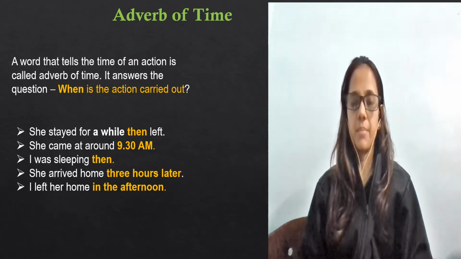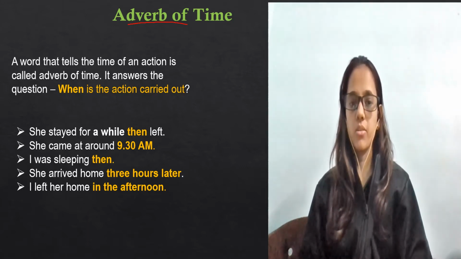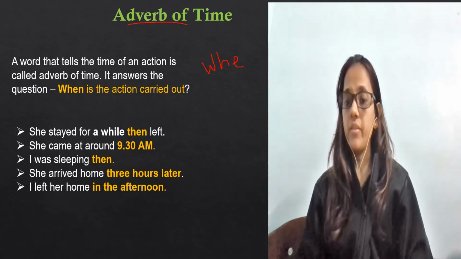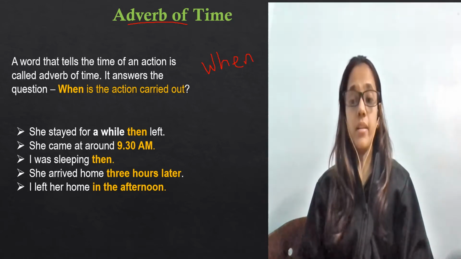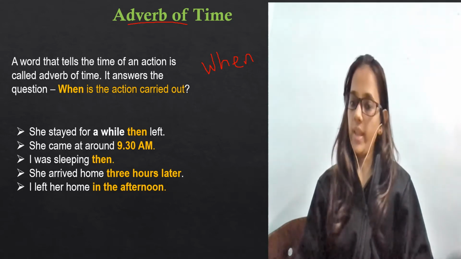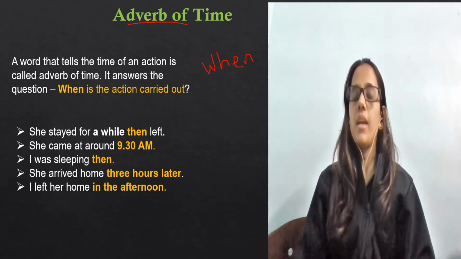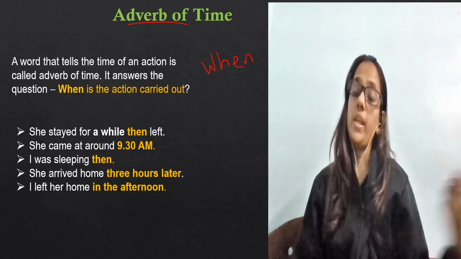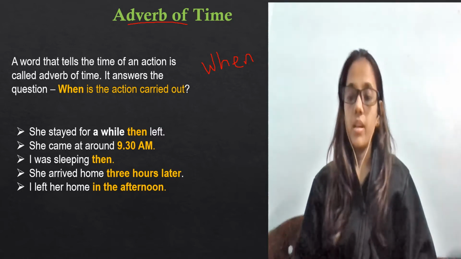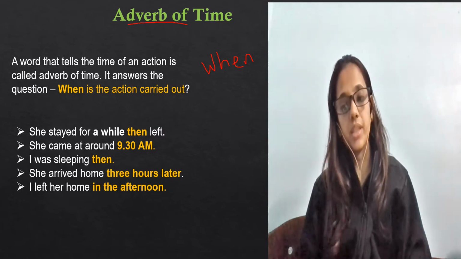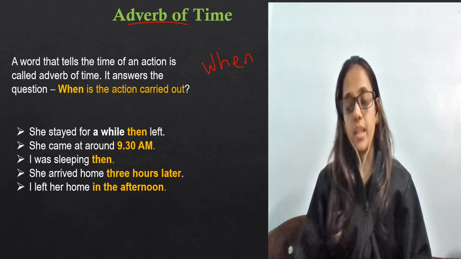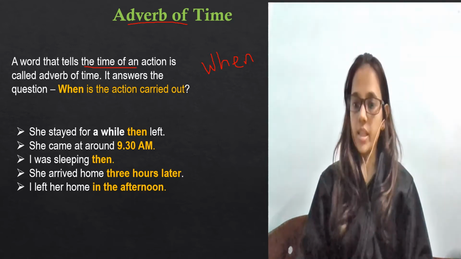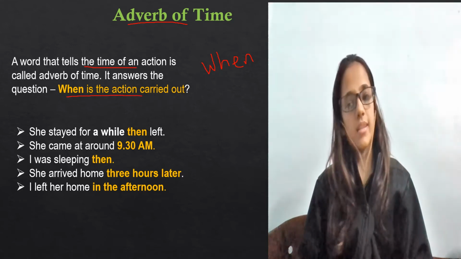So it's adverb of time. अब adverb of time answer क्या देता है? Answer to the question when. For example, I went to the market yesterday. So when did I go? Yesterday. Okay. I had a beautiful evening yesterday. When? Yesterday. I went shopping the day before yesterday. When? Day before yesterday. I went to a place at noon. When? At noon. I came back in the evening. When? Evening. I arrived at 9:30 a.m. When? 9:30 a.m. So adverb of time tells the time of an action. Okay. And it answers the question when is the action carried out.